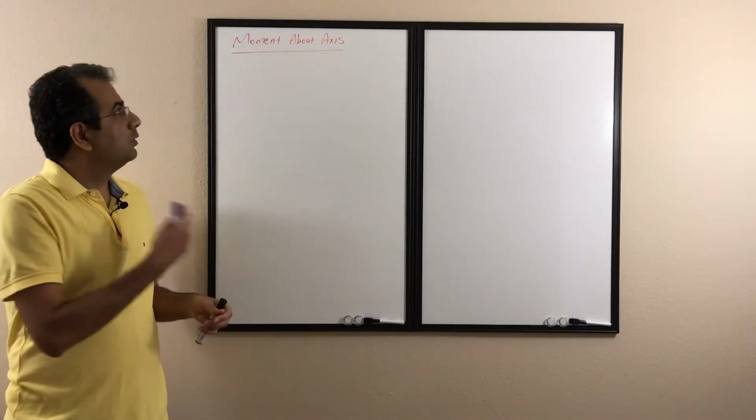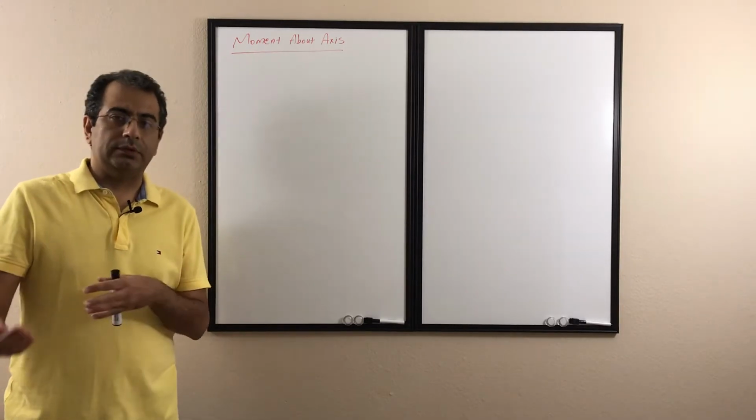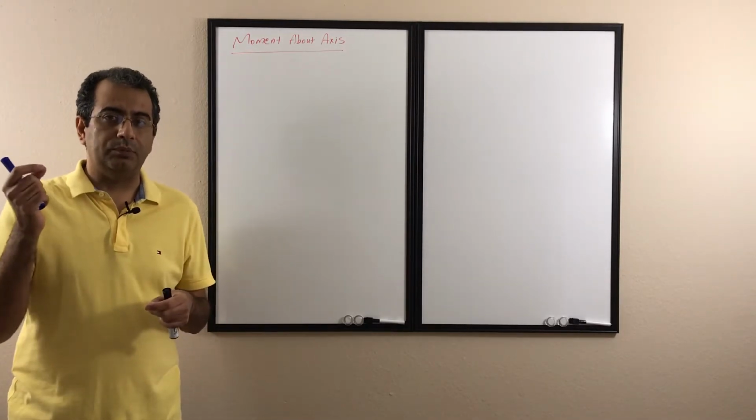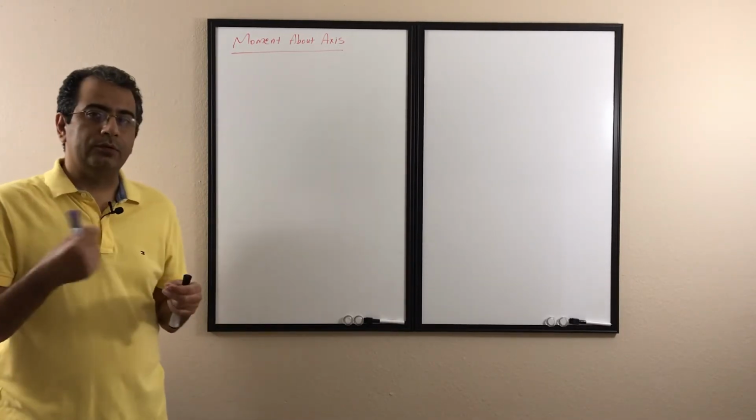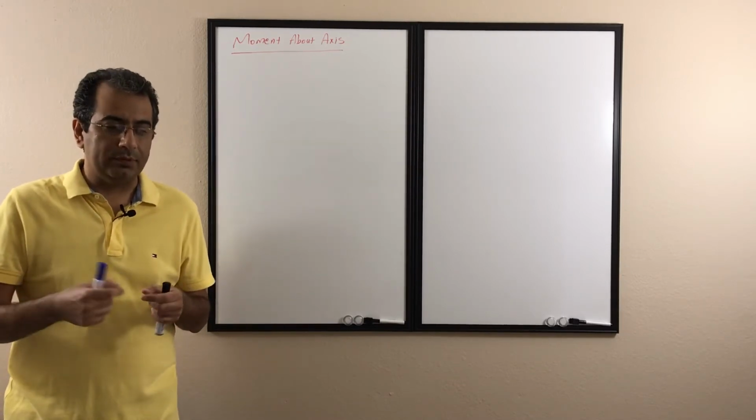Now I'm going to start to talk about moment about an axis. So far what we talked about was calculating the moment about a point, but what if we want to find the moment about the axis? If we have one axis and find the moment about that.